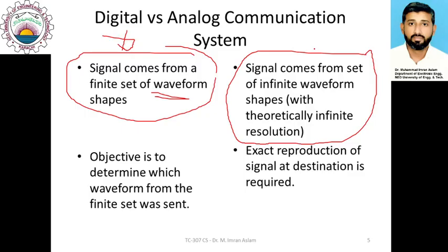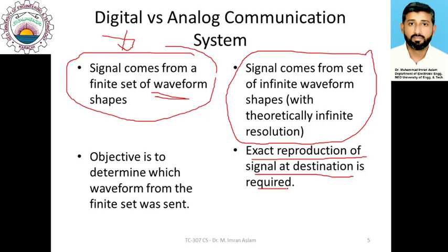This difference, that we work on a finite number of waveform shapes, causes a significant change in the perspective from the receiver point of view, because at the receiver side we want to exactly reproduce whatever signal was transmitted from the transmission side in case of an analog signal. So in analog we want to exactly reproduce the signal.